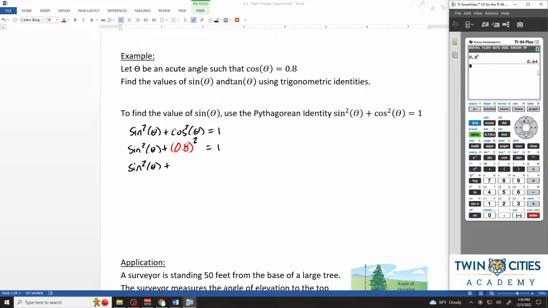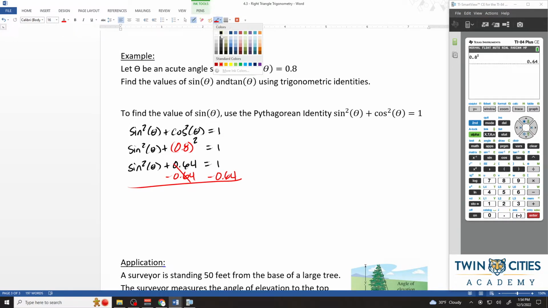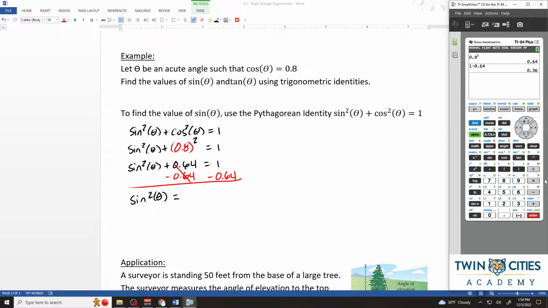This is 0.64. This is equal to 1 still. Let's subtract 0.64 from both sides. Sine squared of theta is equal to 1 minus 0.64. This is 0.36.